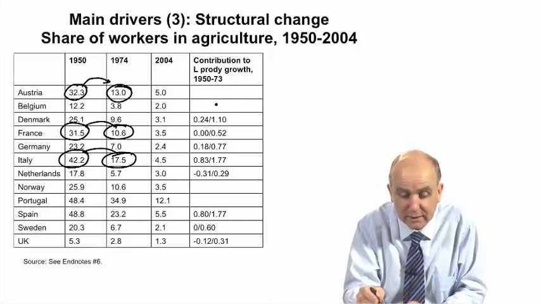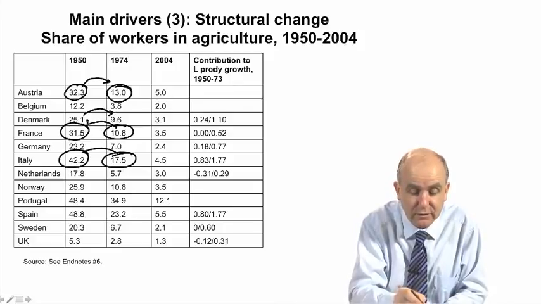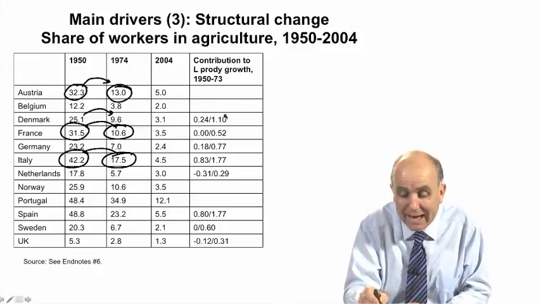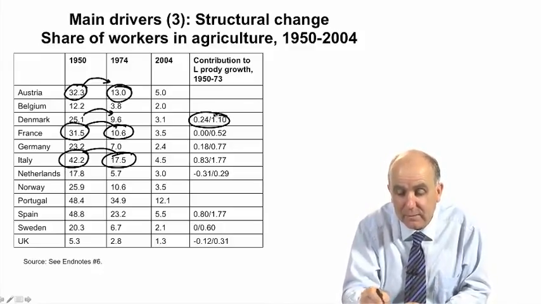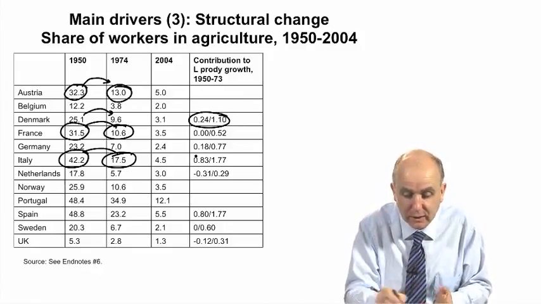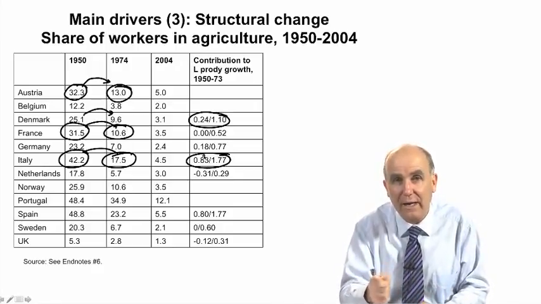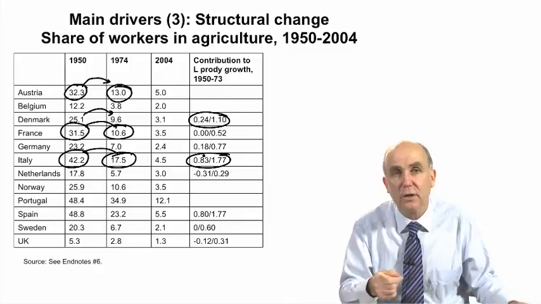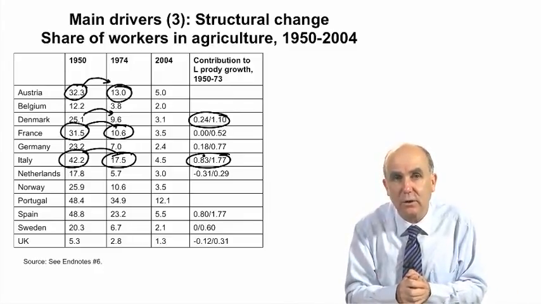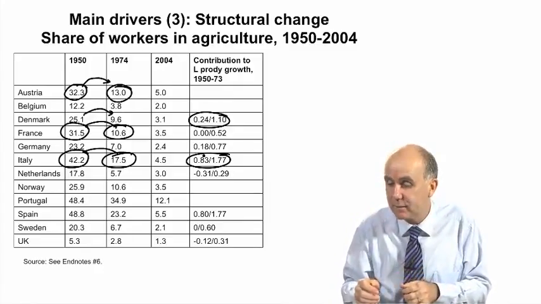So for example, in Denmark, it's estimated that the transfer of workers from agriculture to industry, 25% in agriculture in 1950, 10% in 1974, added between 0.5% and about 1% to labour productivity growth each year. Or in Italy, where there was a particularly big transfer, from about 0.8% to 1.8% per year. So structural change, sectoral transfer of workers, was a third major influence on rapid economic growth during this golden age.